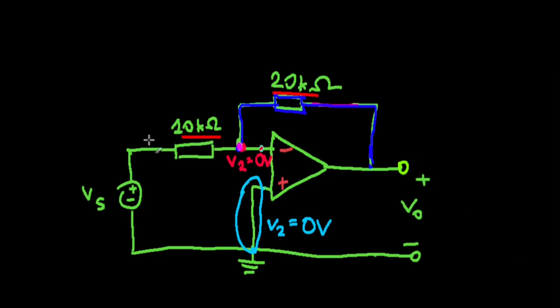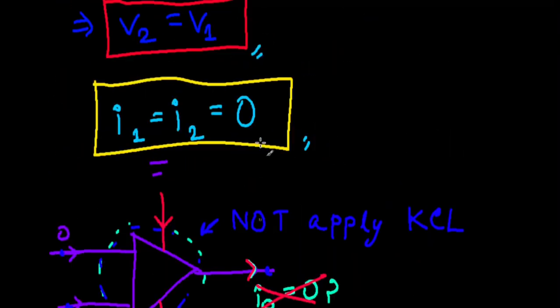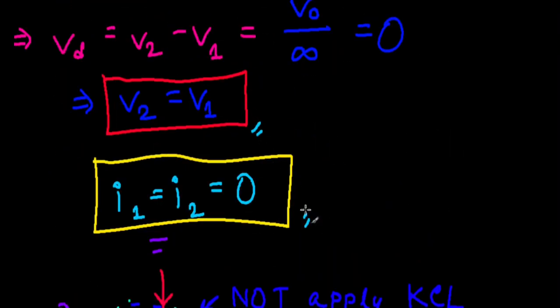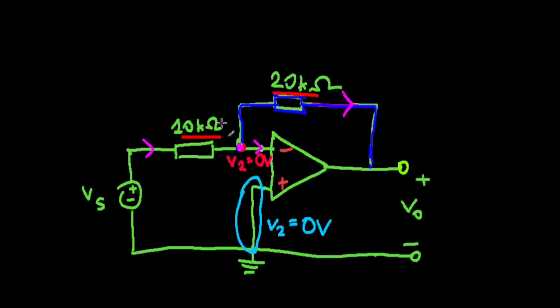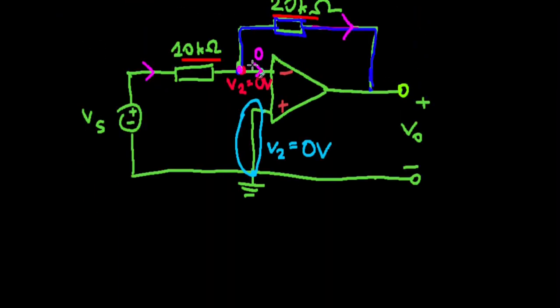There's a current here entering this node. There's a current, let's say, exiting this node, and you could say there's a current here. But what did we say before? This was another one of our conclusions, that the currents entering or exiting our op-amp inputs are zero. So this current is actually zero. It doesn't affect our calculations, or we'll just put zero there.